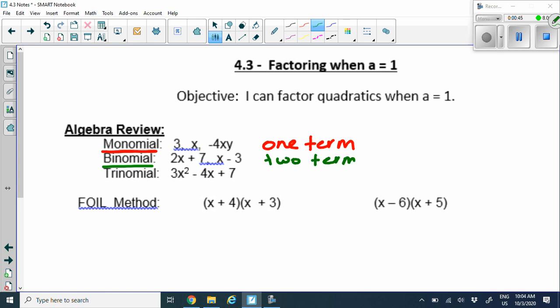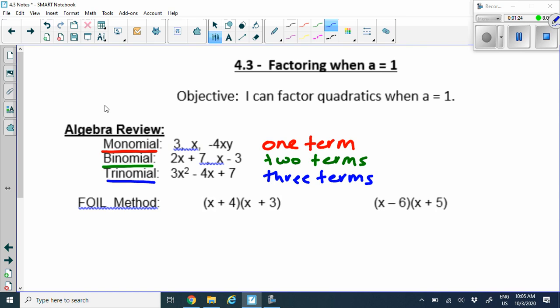A binomial is going to be 2 terms. In order to have multiple terms, you have to have an addition or a subtraction sign in between. You see the 2 examples they're given to us: 2x plus 7 is a binomial because we have 2 terms separated by an addition sign. X minus 3 is also a binomial because there's 2 terms separated by a subtraction sign. And lastly, a trinomial means, of course, 3 terms. Remember, we separate with an addition or subtraction sign, so that means we have 3 terms here.